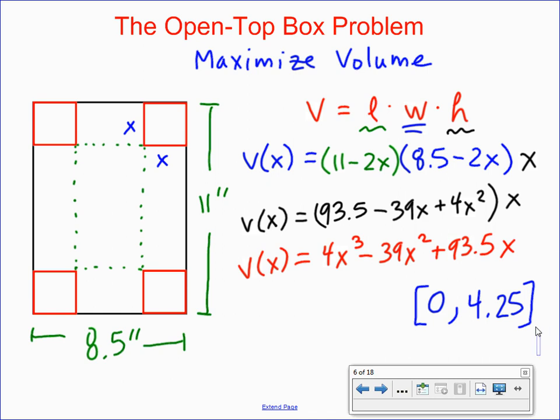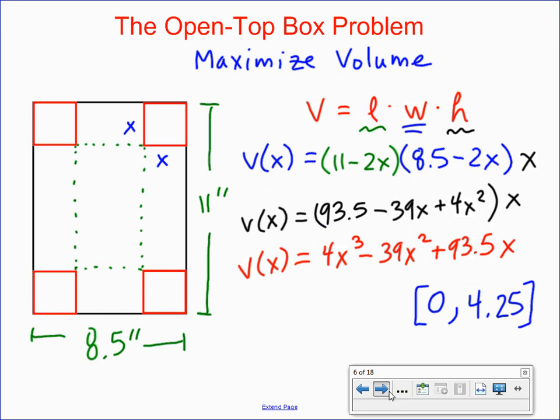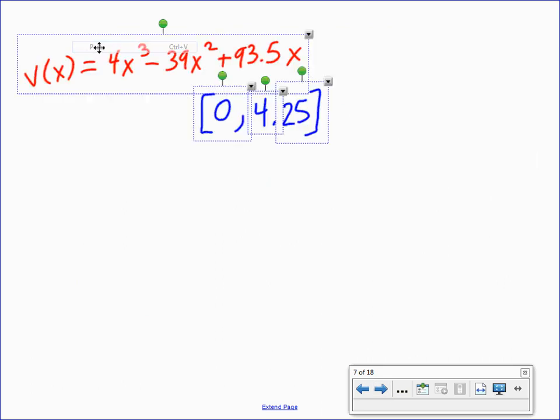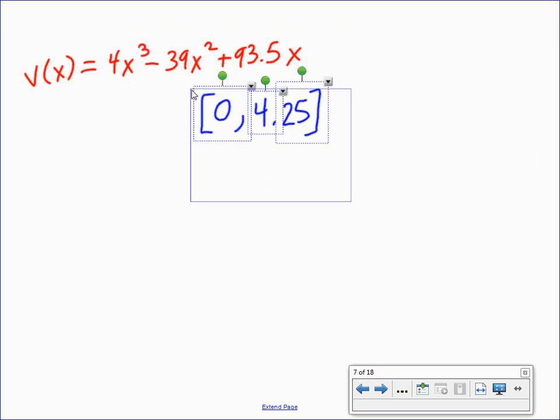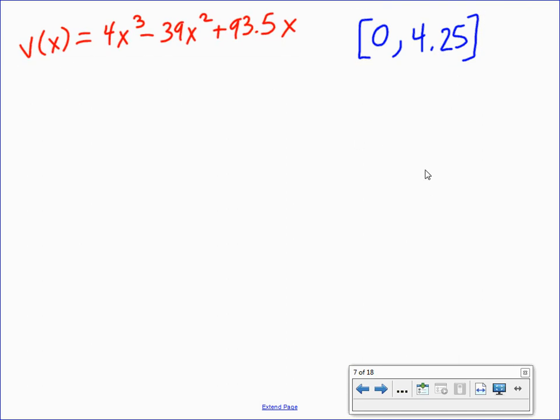I'm going to take this with me. All right, so let's go ahead and do our first derivative, V prime. Go ahead and tell the class when I call on you. What would my expression for V prime be? Annika?